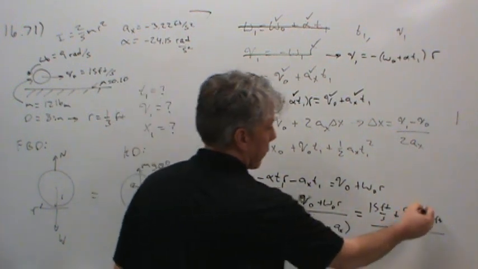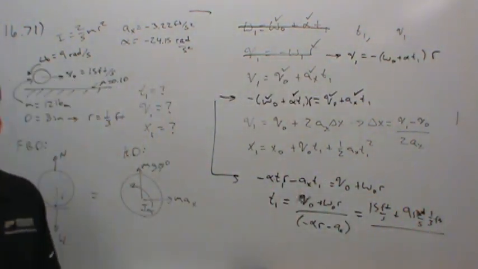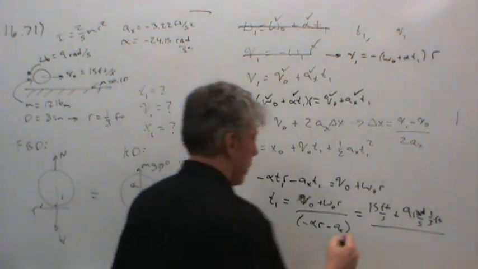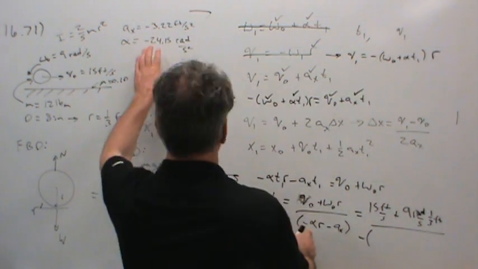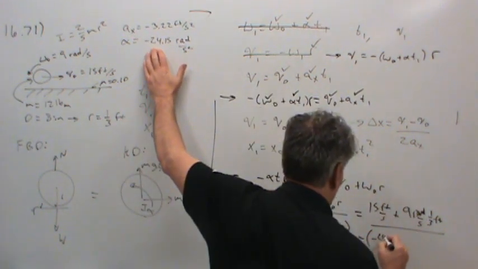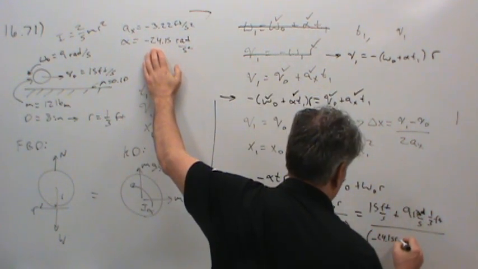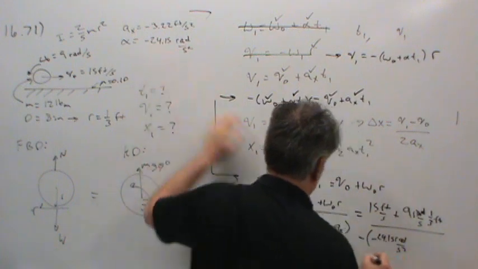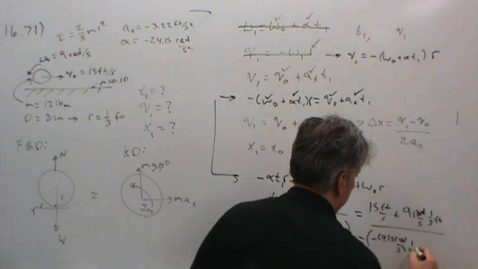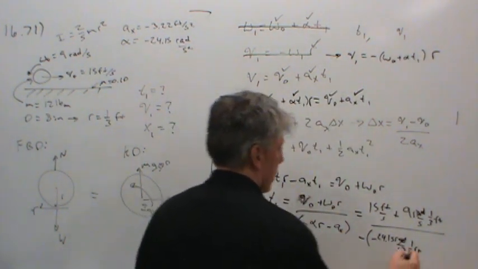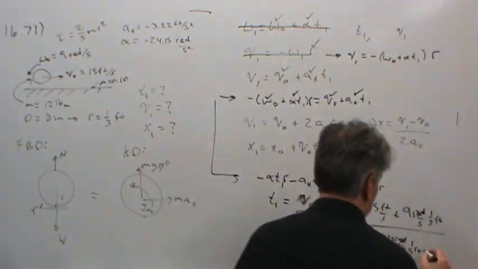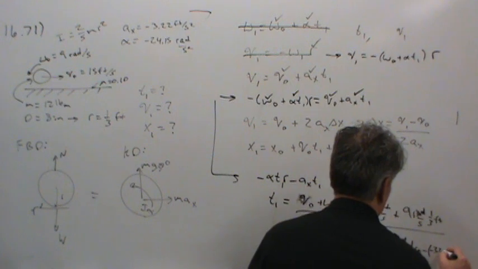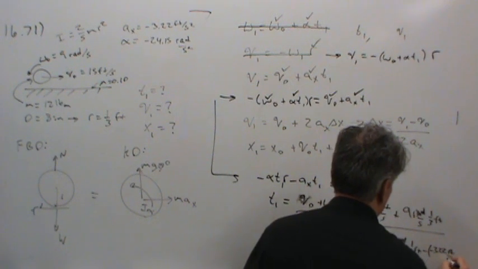Notice the radians go away for free, so in the numerator we just have feet per second. In the denominator we need negative alpha, but alpha is a known number. It's negative 24.15 radians per second squared. R is still 1/3 of a foot. And then we also have to subtract off the acceleration in the x direction, which is a negative 3.22 feet per second squared.